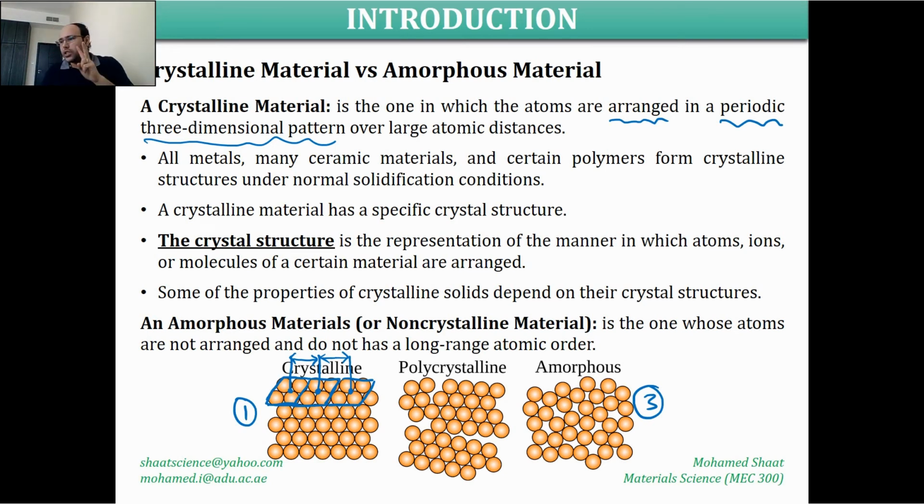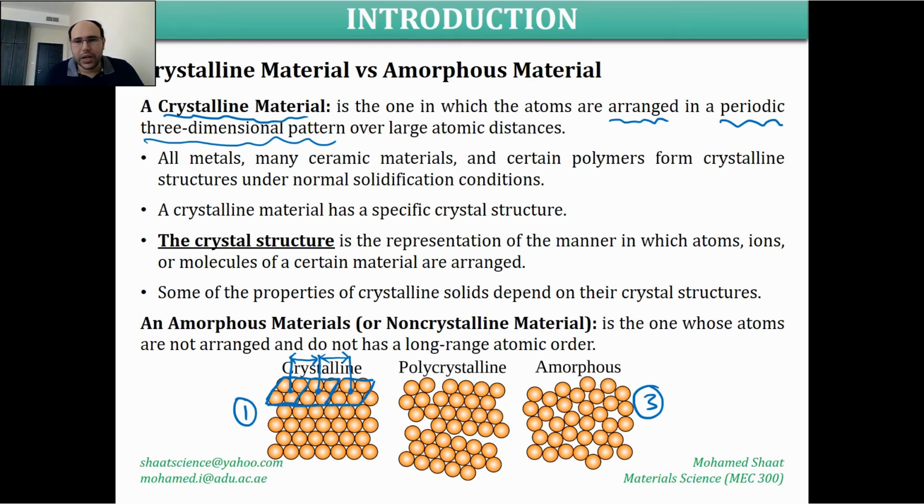So there are two conditions here. To form a crystalline material, it requires two things. First, the atoms should be arranged to form a pattern. And the second condition is that this pattern should be repeated in an organized way. It should have a specific, identical repetition all the way through the entire material structure. This is what a crystalline material means.